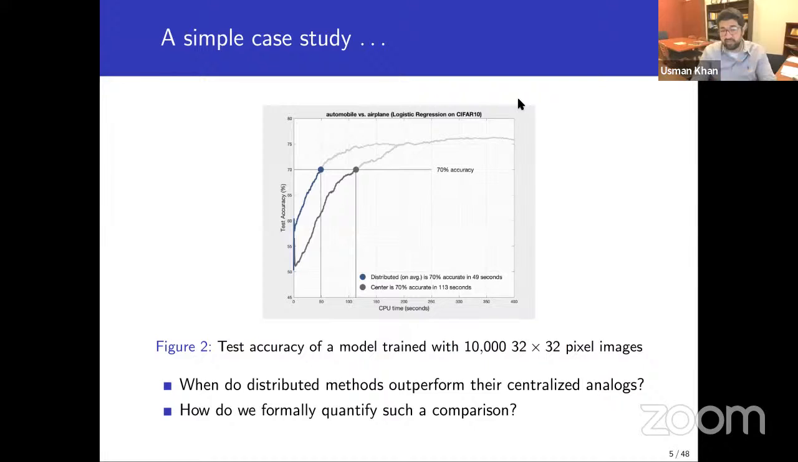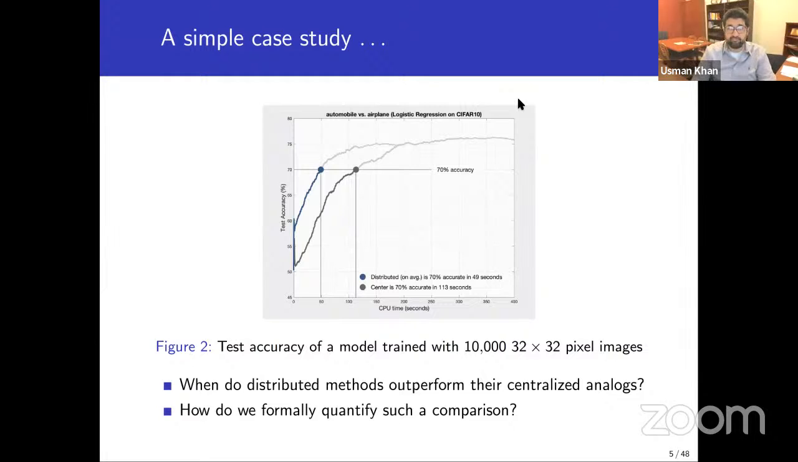We see that there is potential in developing distributed algorithms. But formally, how do we formalize this comparison? If I want to quantify the rate at which distributed outperforms centralized, can I provide any formal theoretical guarantees? Under what conditions are these guarantees attained?